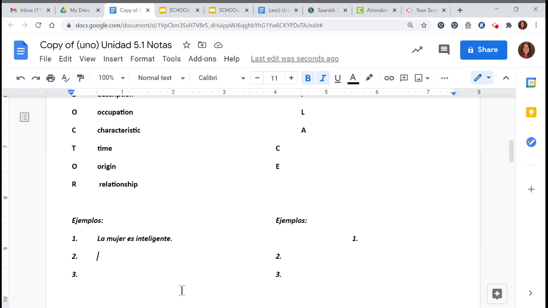Another example, let's say with time. If I want to say it is 7:30, if you think back to when you learned time, remember we have those expressions like son las or es la. So son las 7:30. It is 7:30. Another example, let's look at relationship. How about el chico es mi hermano? The boy is my brother.